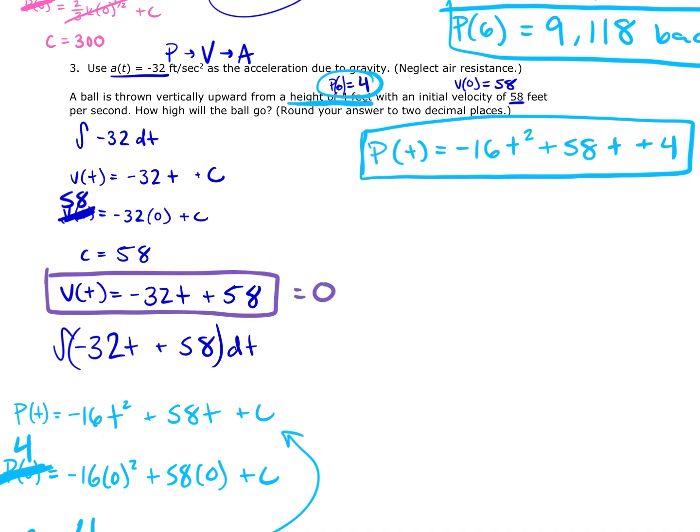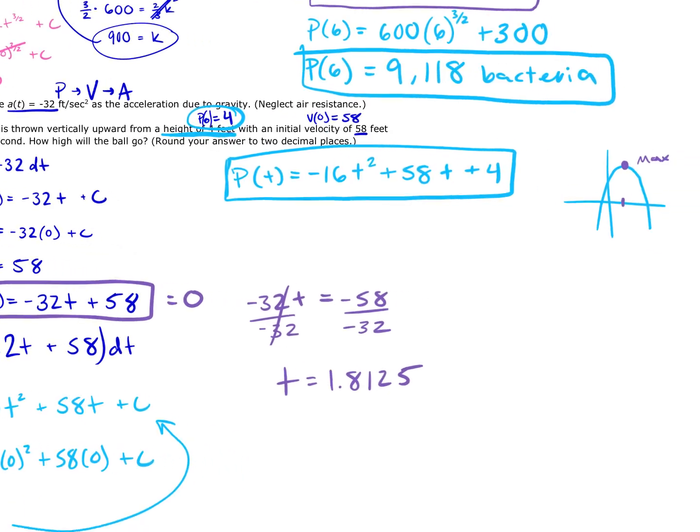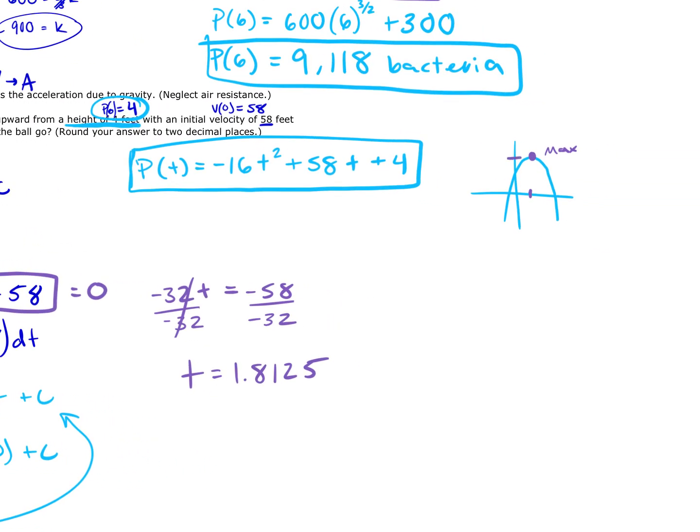So when we set it equal to 0, this would be negative 32t equals negative 58. Divide by negative 32. So t equals, when you put this in the calculator, you'll get 1.8125. Now this is the time. So that's kind of like our x value on the graph here. So we reach our maximum in 1.8 seconds, I think is what it uses here. Yeah, seconds. But how do we find the height? We're looking for the y value. Plug it into what? The position function.